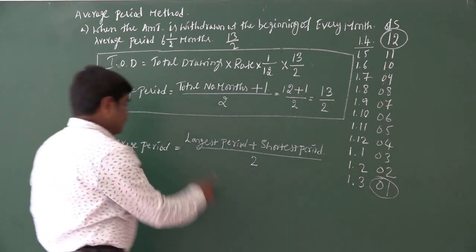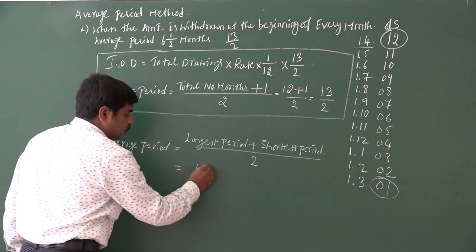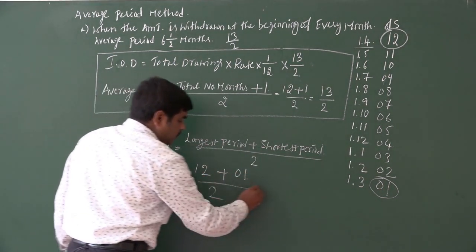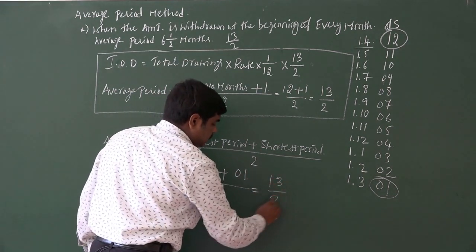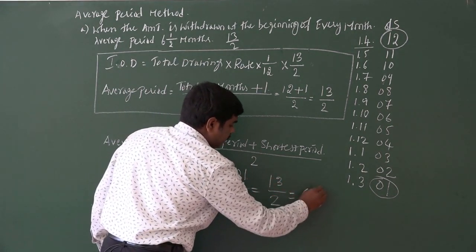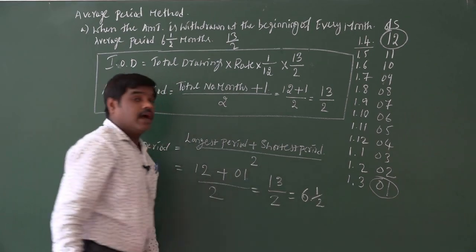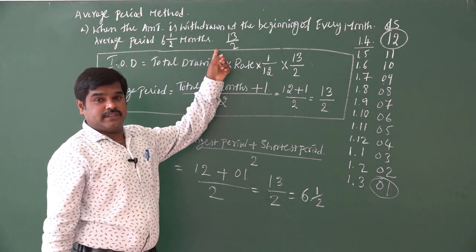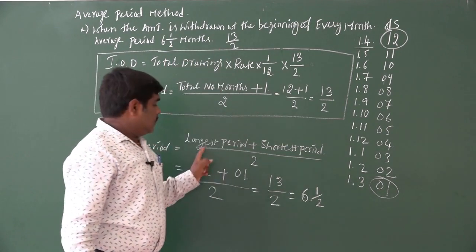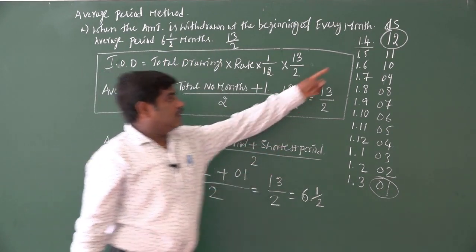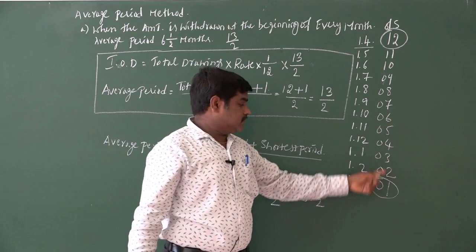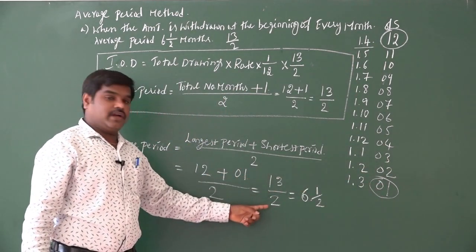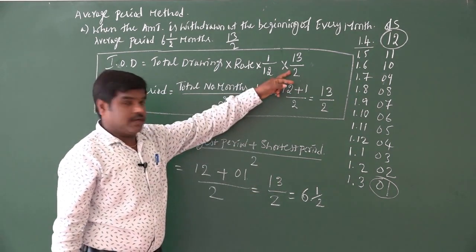So that is what I said. Longest period is 12, shortest period is 1, divided by 2. So it is 13 divided by 2, 6.5 months. Average period is 6.5 months. Average period, how is it? Longest period plus shortest period. Longest is 12, shortest is 1. 12 plus 1 divided by 2, 13 divided by 2, that is the average period.